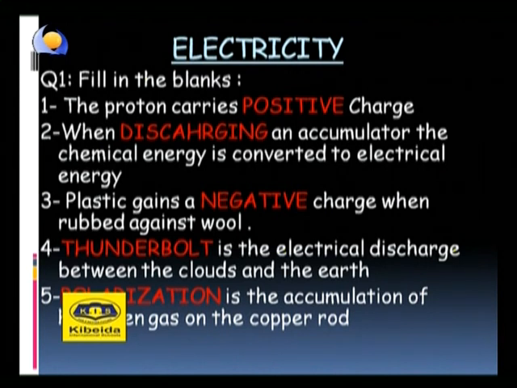Number two, when discharging an accumulator, the chemical energy is converted to electrical energy.